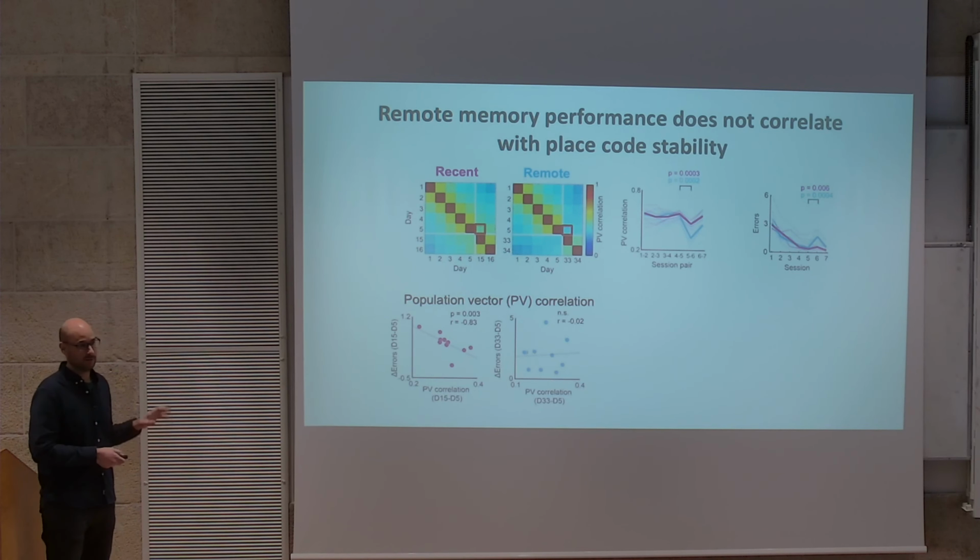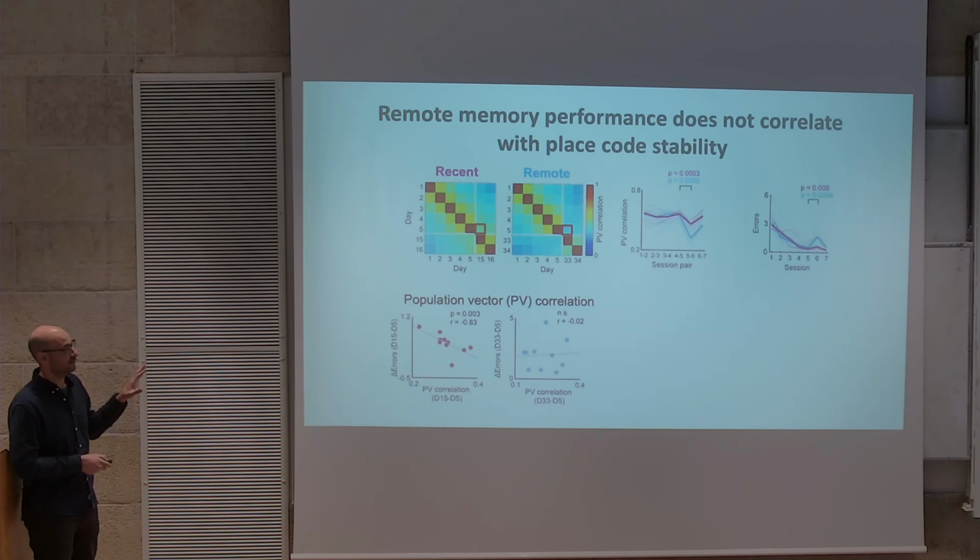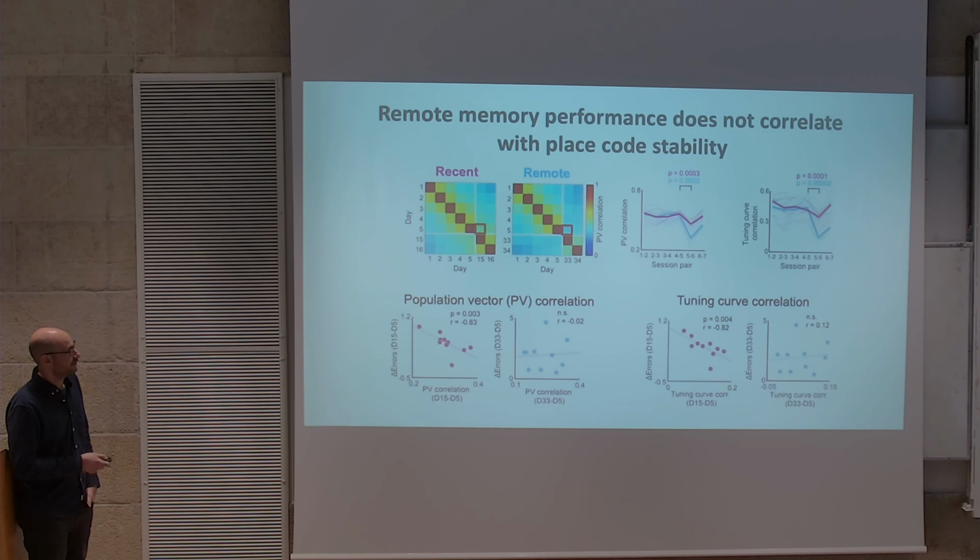Just to show you that this is not susceptible to our specific choice of a measure of similarity between representations, we did the same analysis looking at the tuning curve correlation between neurons that were active on different days, and we see the same results. There is a relationship between code stability and memory performance during recent recall, but not during remote recall.